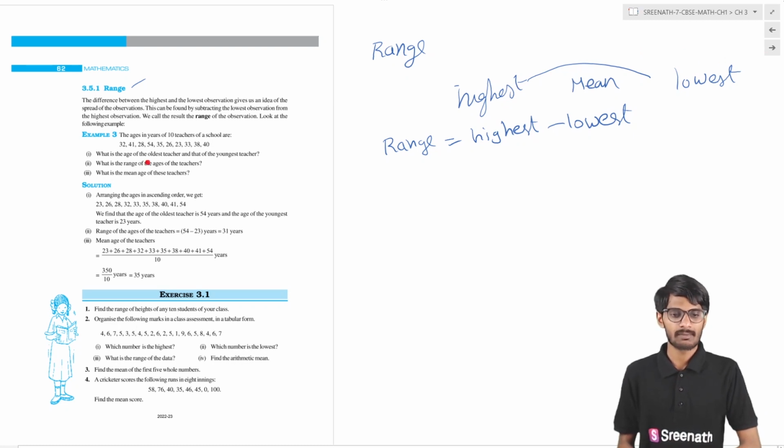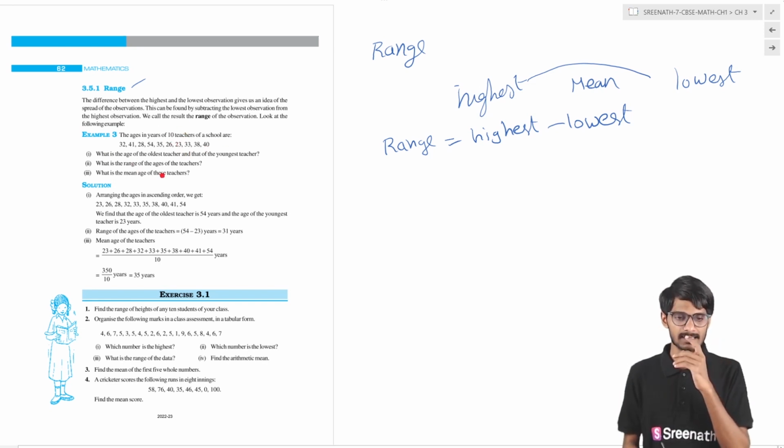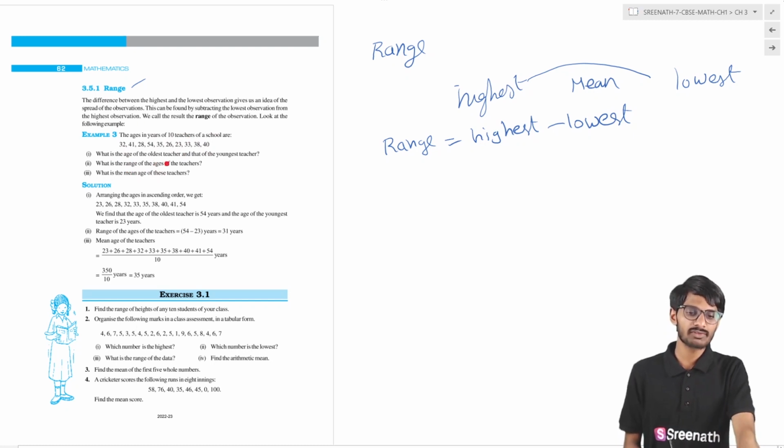I will give you an example. The ages in years of 10 teachers of a school are given here. So there are 10 teachers. What is the age of the oldest teacher and that of the youngest teacher? From this you have to find the age of the oldest teacher. The oldest teacher has the highest age. So who is highest here? Here 54 is the highest, students.